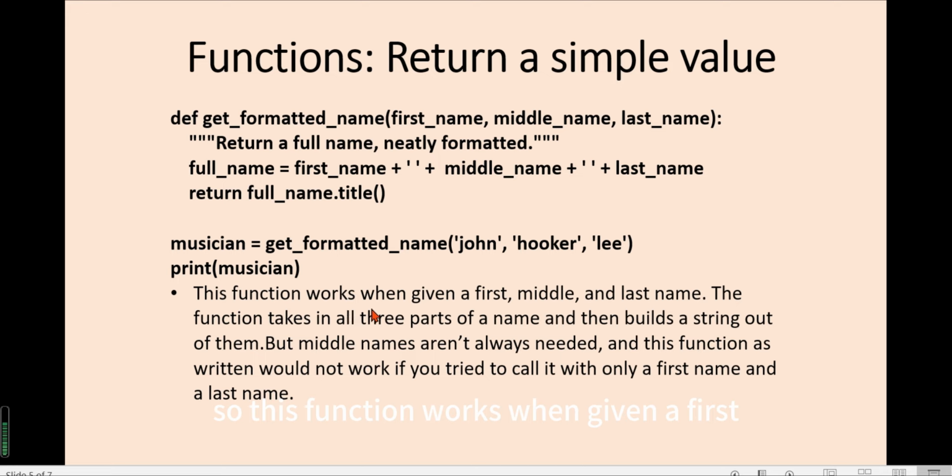So this function works when given a first, middle, and last name. The function takes in all three parts of a name and then builds a string out of them. But middle names aren't always needed, and this function would not work if you tried to call it with only a first name and a last name, because the function's definition means it always needs a middle name. So if the person has no middle name, the call will have a problem.